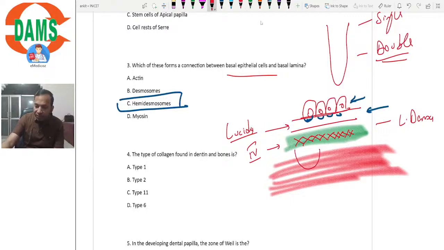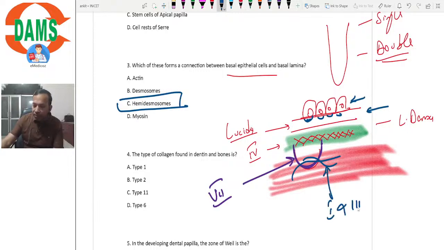Then there are anchoring fibrils, right? These anchoring fibrils are type 7, and there are interlocking fibers. These fibers are type 1 and type 3, right? So these are the different fibers which help in establishing the junction between connective tissue and lamina densa, right?